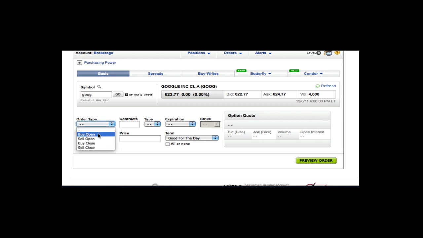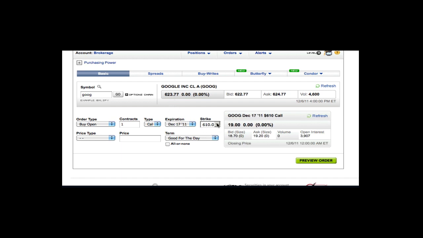All right, so what we want to do is buy open, and we're going to do one contract on Google, and we're expecting Google to go up, so we're going to use a call. And we're going to use an expiration date. See, it has weekly as well as monthly. So we're going to use monthly for this example. And our strike price, we must understand, is whatever price you're willing to buy the shares at. Say, for instance, we use 610. 610 is less than 623.